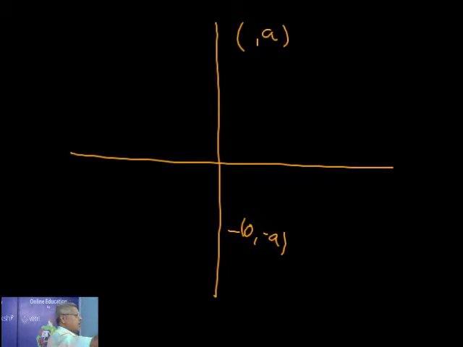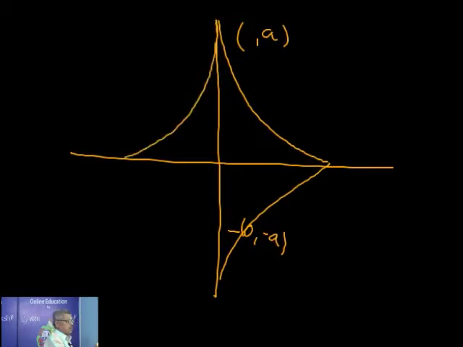Which is symmetrical about x-axis. It is also symmetrical about y-axis. Therefore, you get a symmetrical curve exactly like this. You get a beautiful symmetrical curve. Because if you get an arc like this, you get an arc like this because it is symmetrical about x-axis. If you get an arc like this, you get an arc like this because it is symmetrical about y-axis. Therefore, the entire curve is called asteroid.